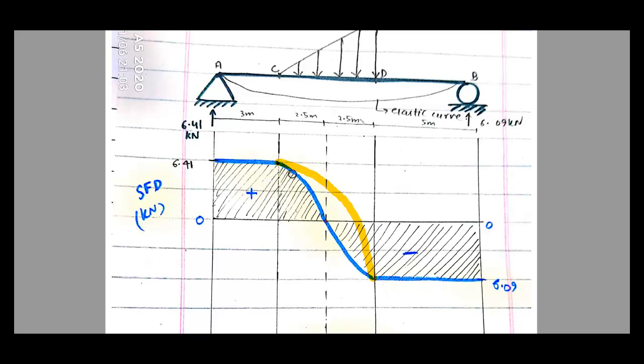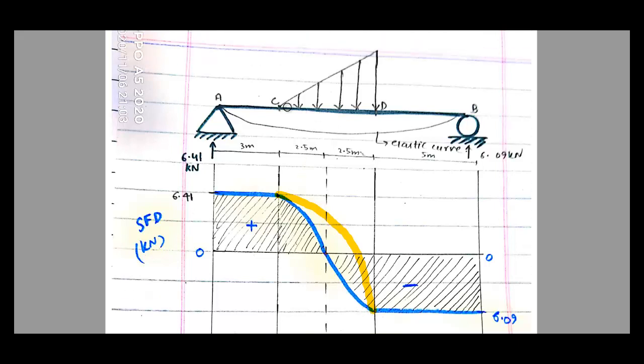The question is how these 2 points should be joined. The way these points have been joined here initially is not correct. As the magnitude of the applied load is increasing, the slope of the shear force diagram should be increasing throughout this portion. So it should be somewhat like this.